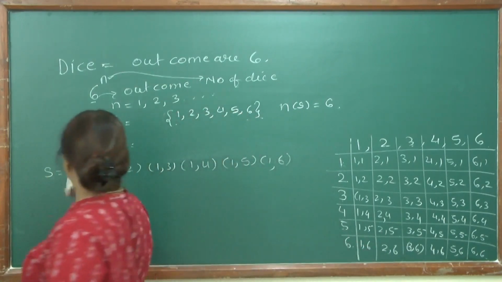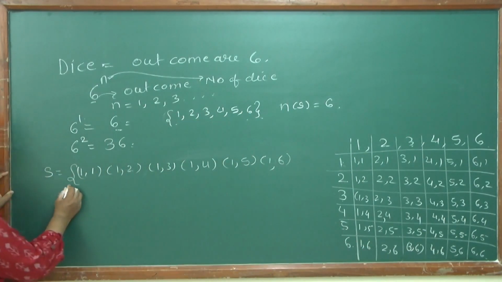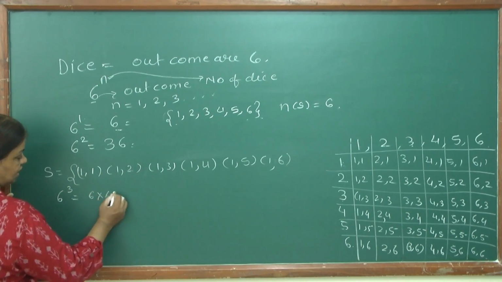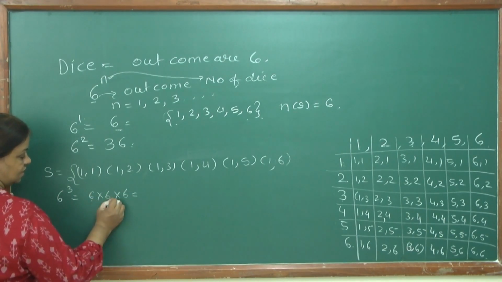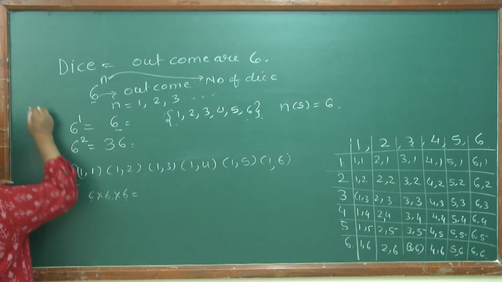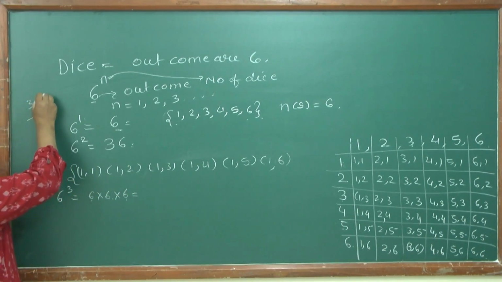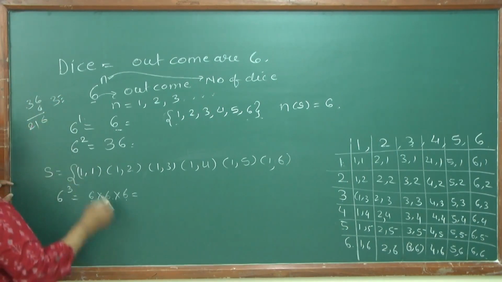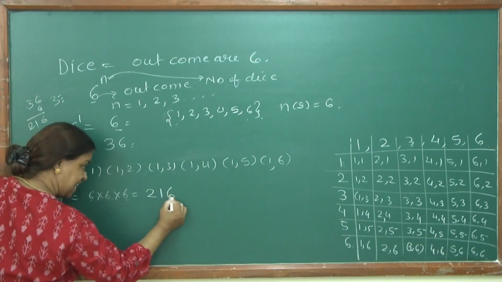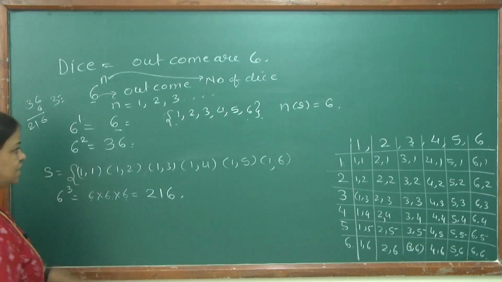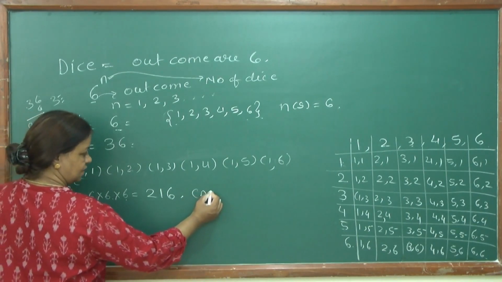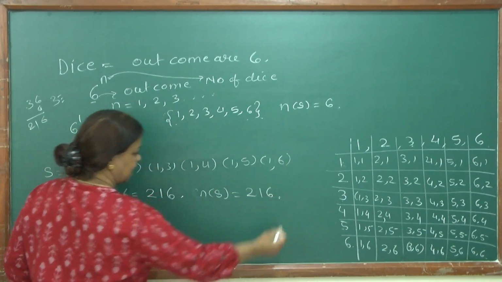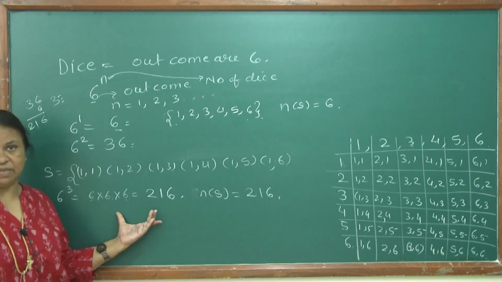Then if you want to write 3 dice are thrown, 6 raised to 3 means 6 into 6 into 6, 36 into 6, 216. So if 3 dice are thrown, number of sample space will be 216. This is not there in your syllabus.